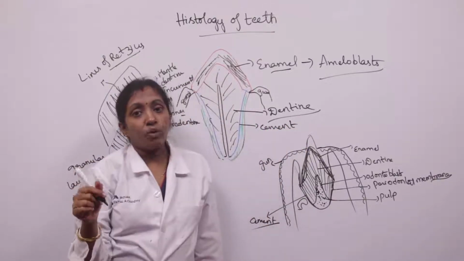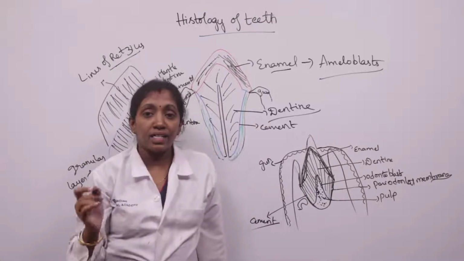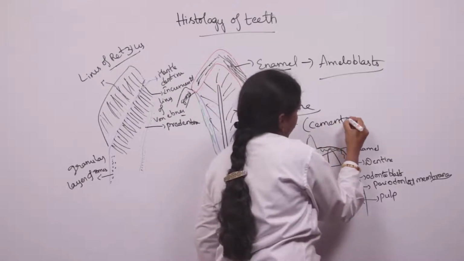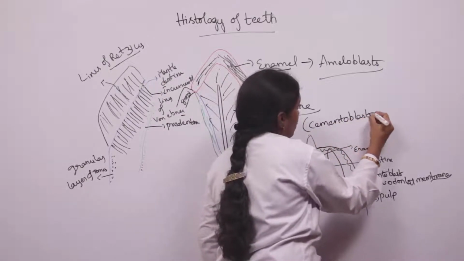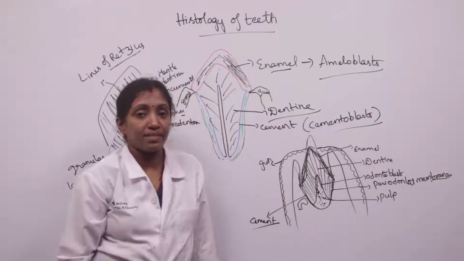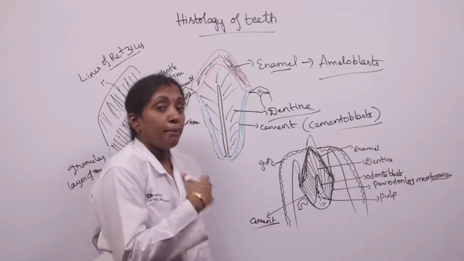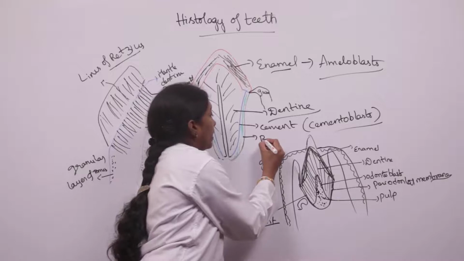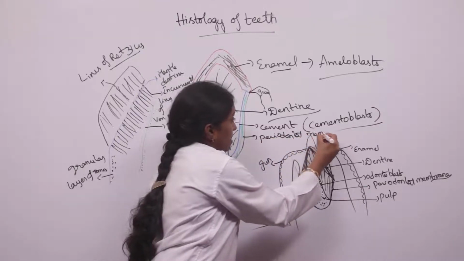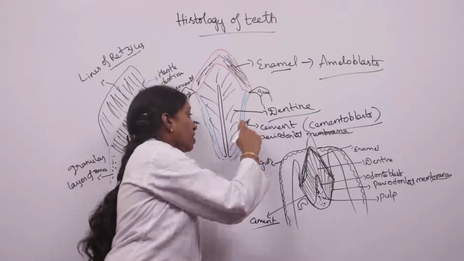So on the crown, the dentine is covered by enamel, and in the root, the dentine is covered by cement. This cement is deposited by cementoblast cells, which are derived from mesenchymal cells. Outside the cement, we have a fibrous membrane, called the periodontal membrane. The green one we call the periodontal membrane, which connects the tooth to the bony socket.